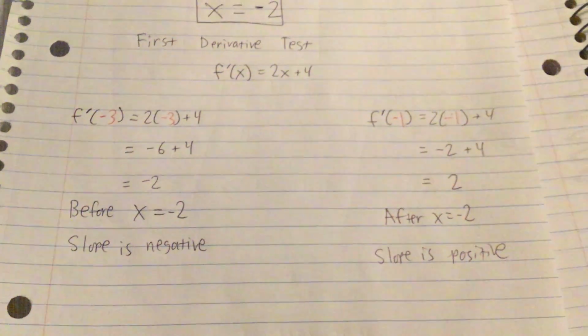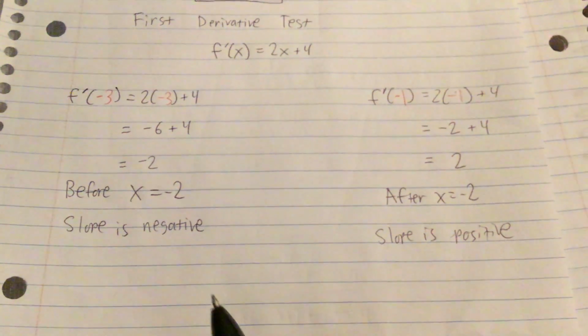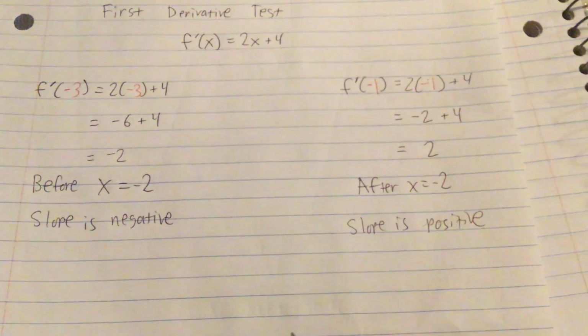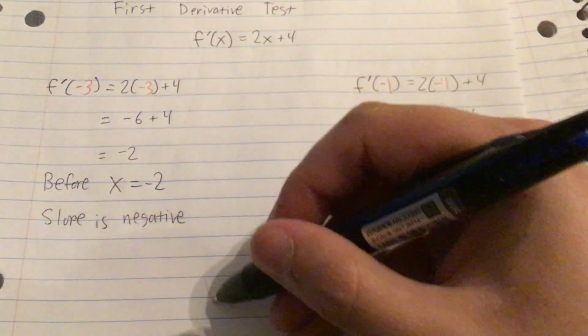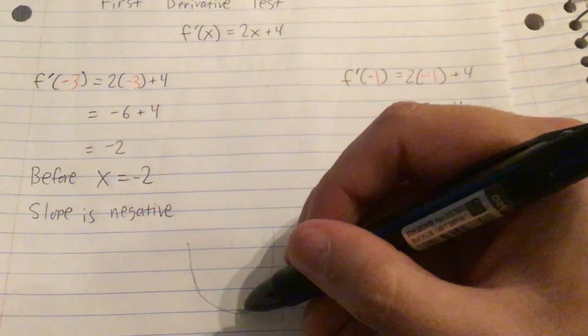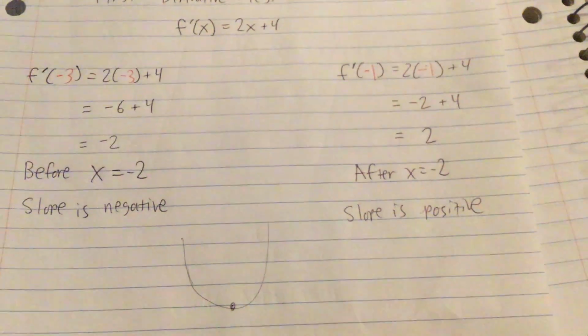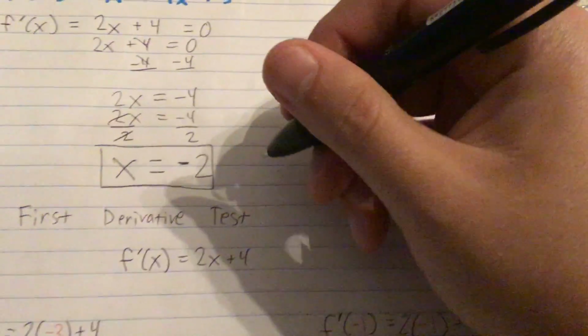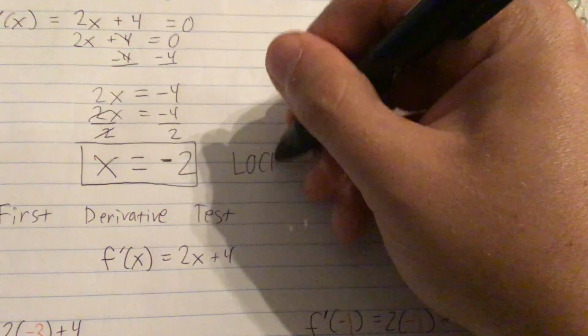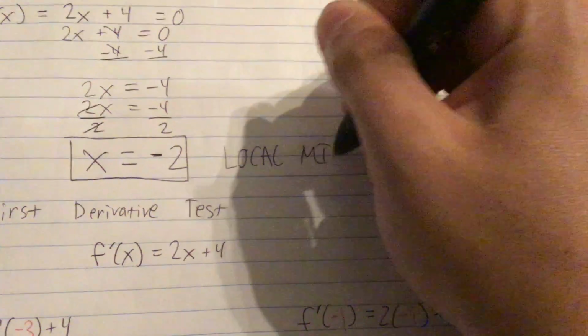So therefore, if the slope is negative, 0, and then positive, that tells me that this particular critical point is a local minimum. So x equals -2 is a local minimum.